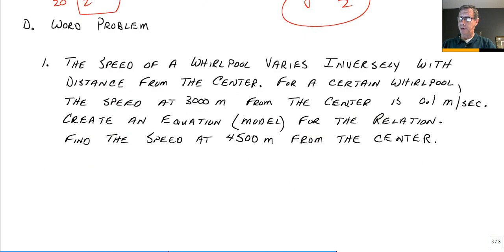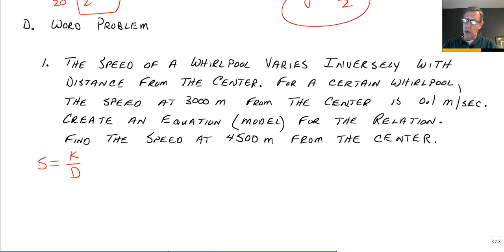Okay, the last problem we have is a word problem. And so we're going to have to watch units in this. And let's see what it asks us to do. It says the speed of a whirlpool varies inversely with the distance from the center. So here's what that's telling us. The speed of a whirlpool varies inversely with its distance from the center. So using S for speed and D for distance, I could set that kind of a model up. And I don't know k, so hopefully they give me enough information that I can calculate that. So let's see what we get.